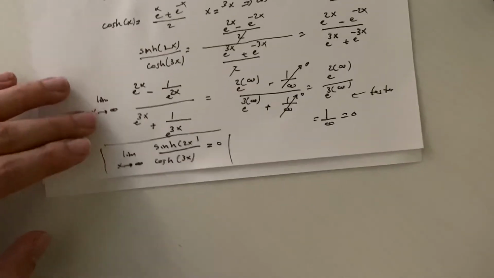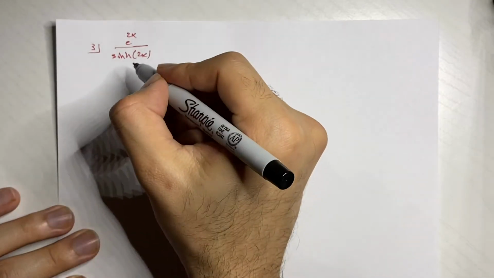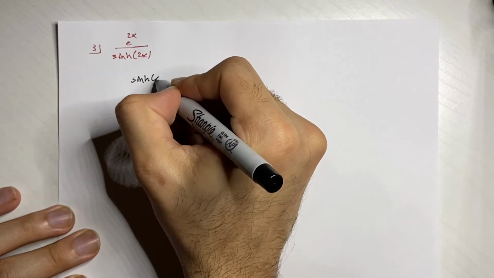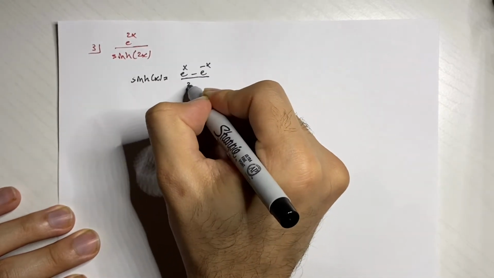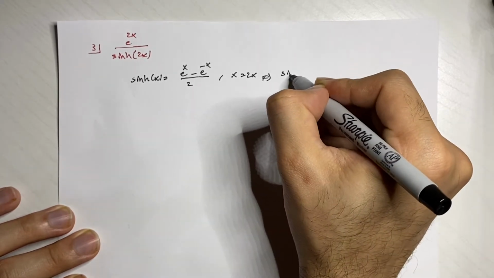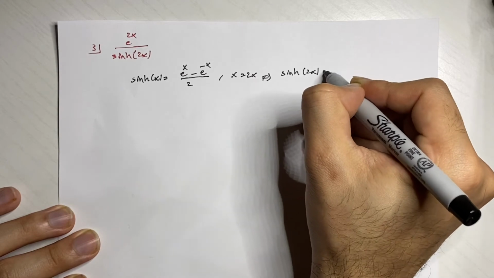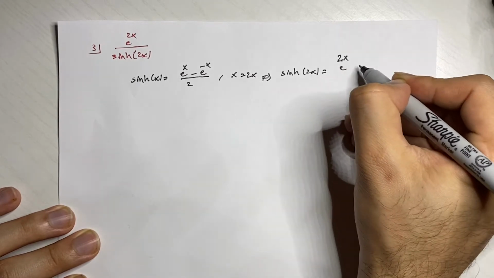Now part 3, we have this function and we want to find the limit as x goes to infinity. So again, we start by writing the definition of sinh of x, and then here x is 2x. So that's going to be e to the 2x minus e to the negative 2x, all over 2.